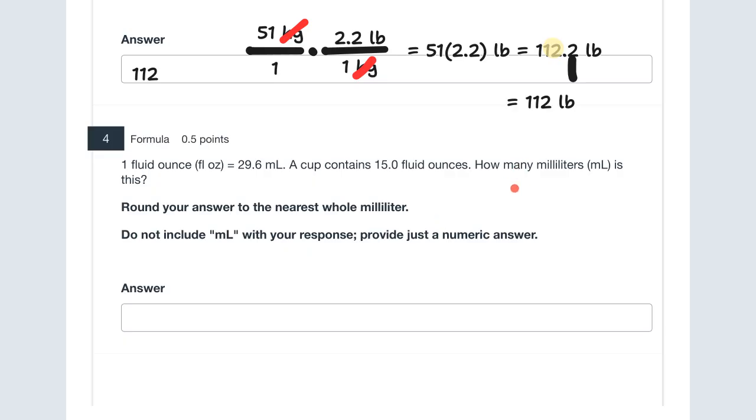The cup contains 15 fluid ounces. How many milliliters is this? 15.0 fluid ounces, which is FL OZ. Put this over 1. Multiply by a fraction. It's going to make fluid ounces cancel.